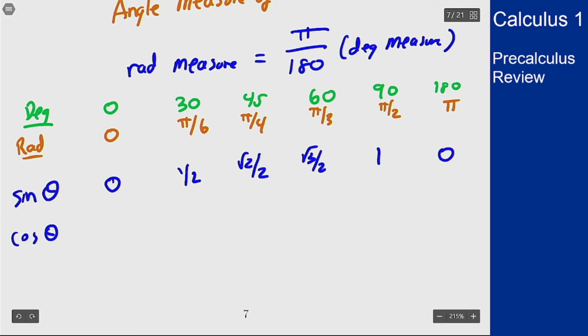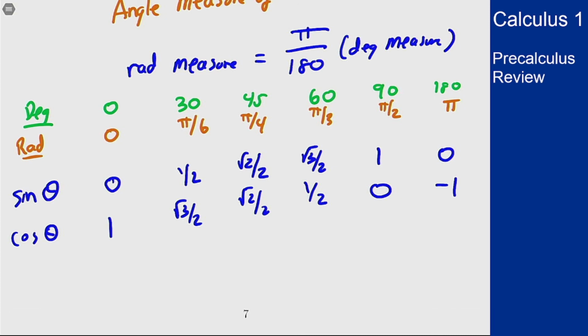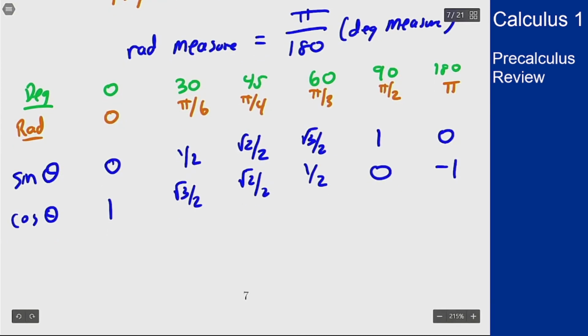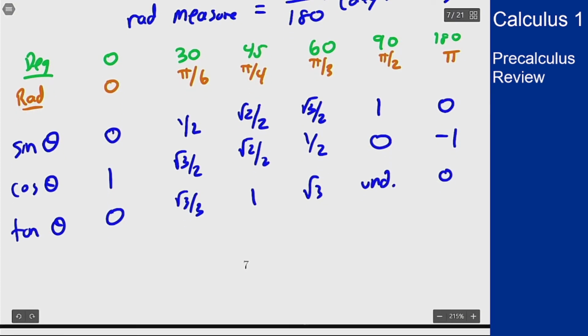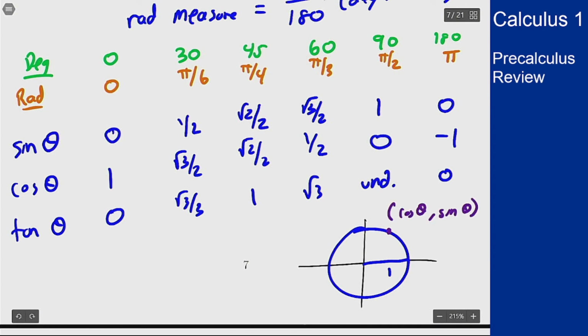For cosine theta, they go in the reverse order. 1, root 3 over 2, root 2 over 2, 1 over 2, 0, and cosine of pi is negative 1, because that's over on the other side. You can do tangent as well, and the rest of the functions follow suit. You can also visualize this from the unit circle, because on a unit circle of radius 1, for any point, the coordinate values of that point are cosine theta, sine theta, for this angle here being theta, and you can visualize how it all relates to these values here as well.